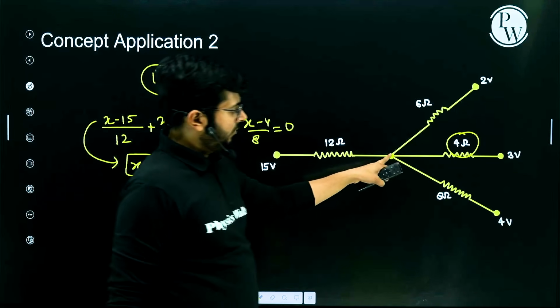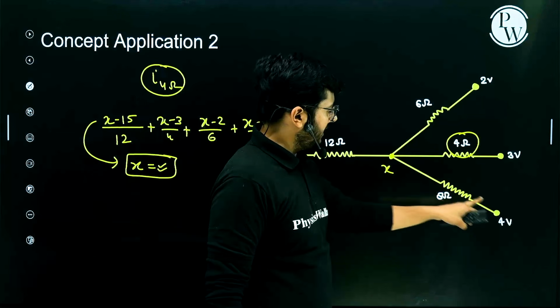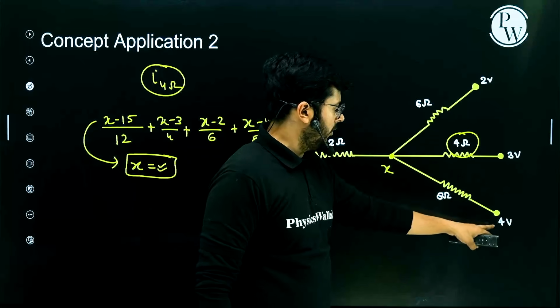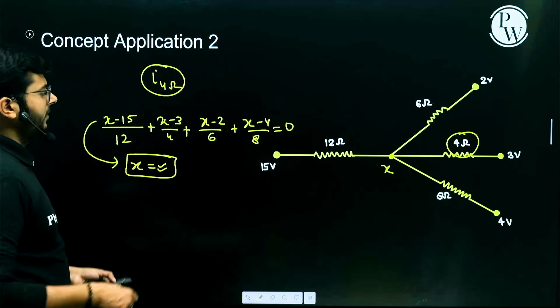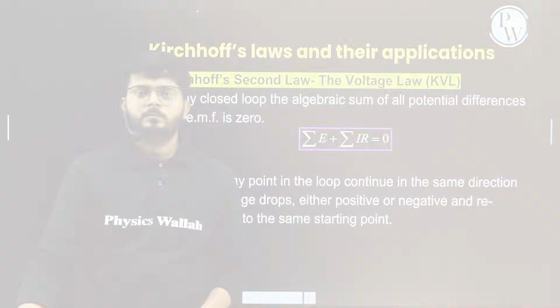Let's say you want to get the value of current through this arm. You get x minus 4, that is 10 volt minus 4 volt, upon 8. So 6 by 8 ampere. So just get the value of x and you can get the value of current after that.